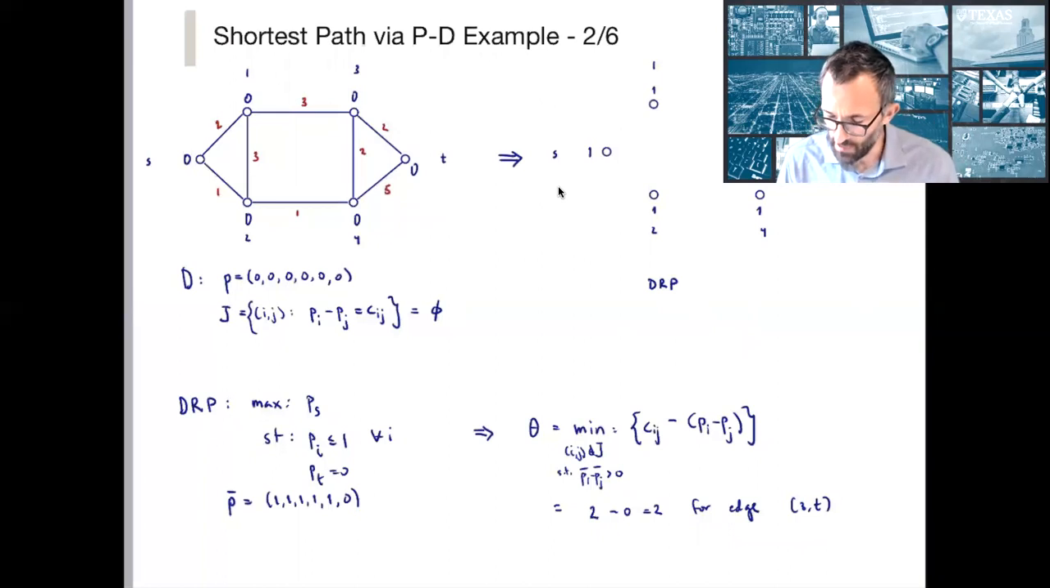So I have that my P bar is 1, 1, 1, 1, 1, 0.